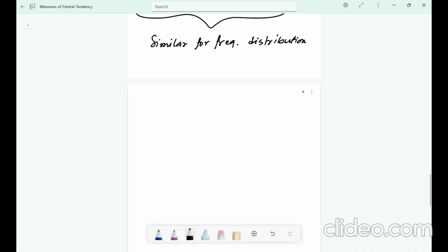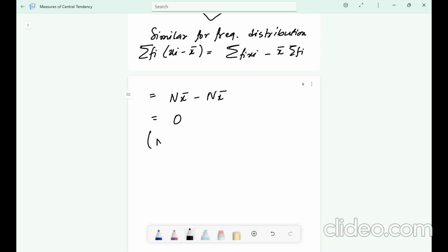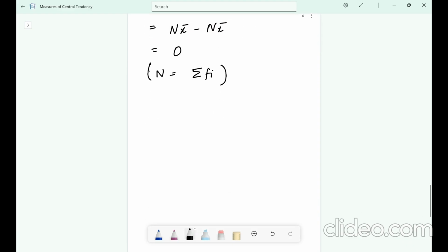If I have to write it, it will be like this. Summation fi (xi minus x bar) is equal to summation fi xi minus x bar summation fi, which here means nx bar minus nx bar, which equals 0. Here n is equal to summation fi. So that was the first property.